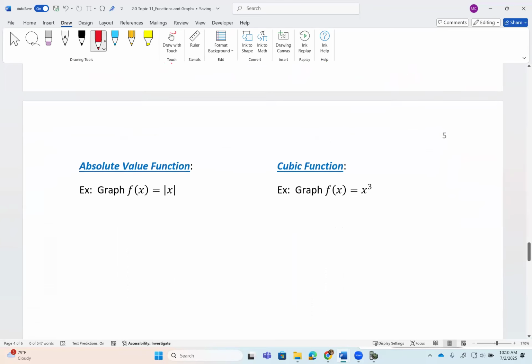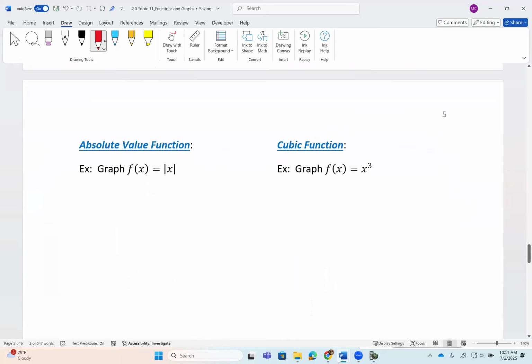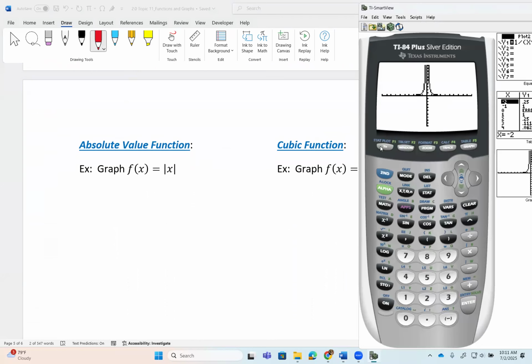All right, absolute value function. This is one thing I did not review yet, how to solve absolute value equations, which I will do in another topic. But for right now, to graph the absolute value function, let's go to y equals. For the absolute value symbol, press math, number 1, ABS, absolute value of x.